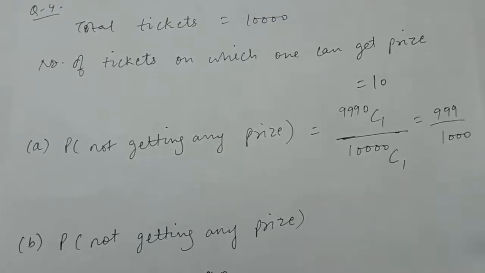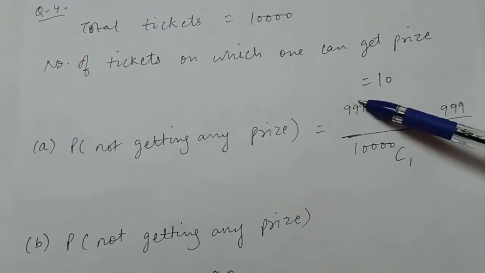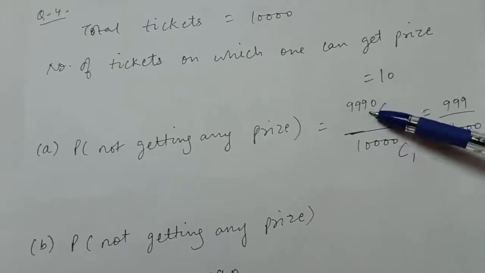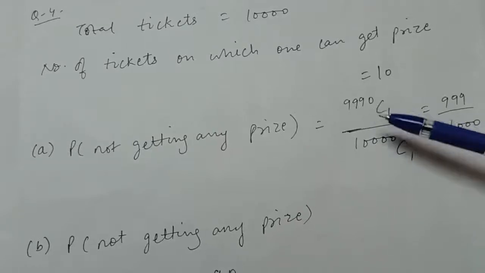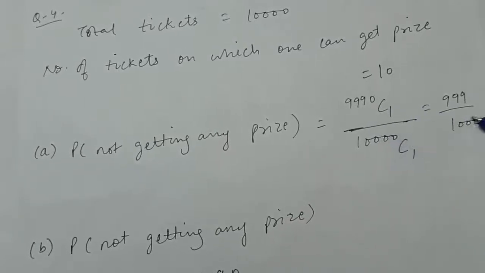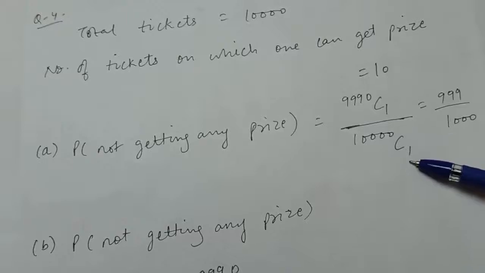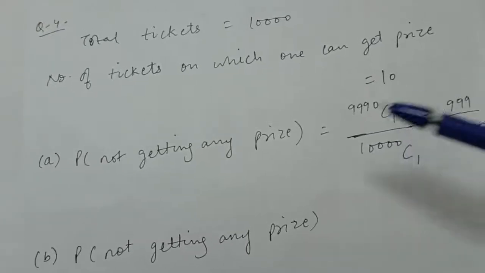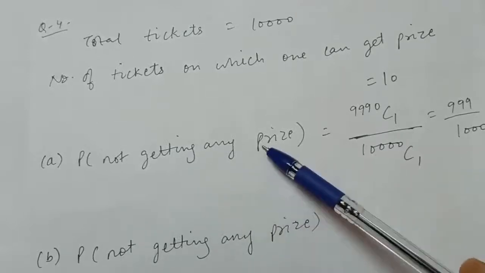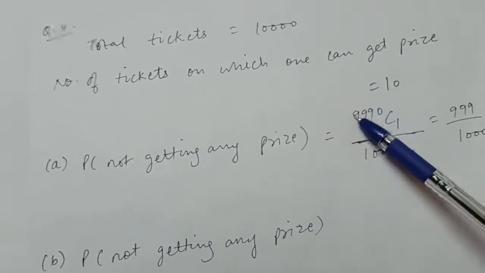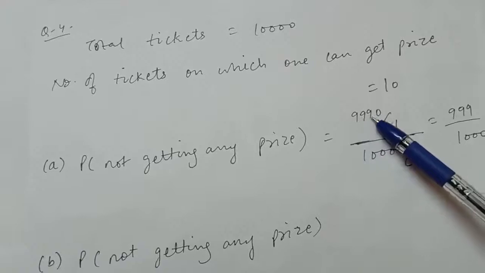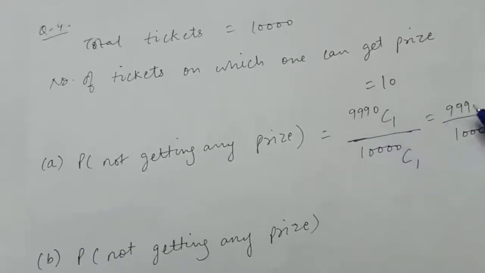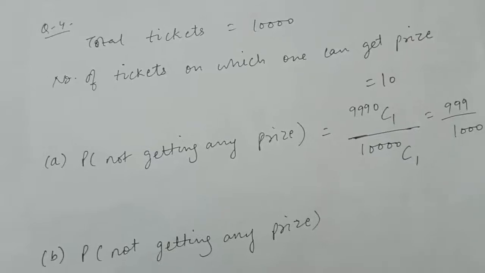So he will buy the ticket out of these 9,990 tickets on which the prize is not available, right? So total options will be 10,000 C1, right? And the favorable will be, because we want that the person should not get the prize, that is why he has to choose out of these 9,990 tickets. He has to select one, right? So it will be 9,990 upon 10,000.